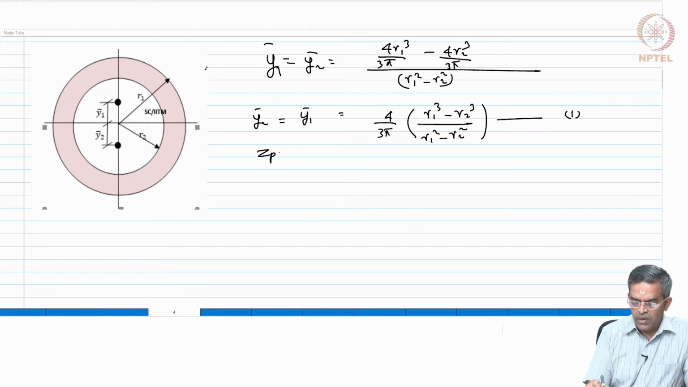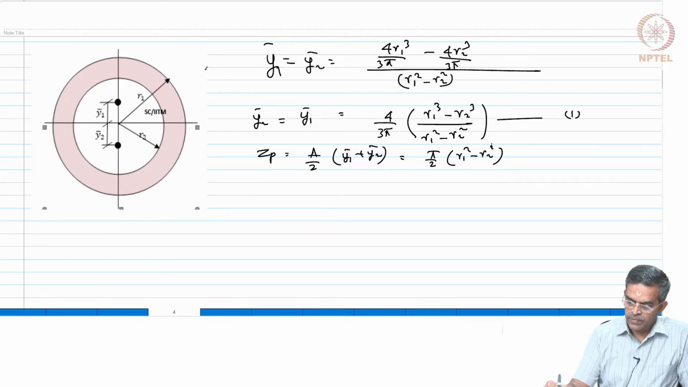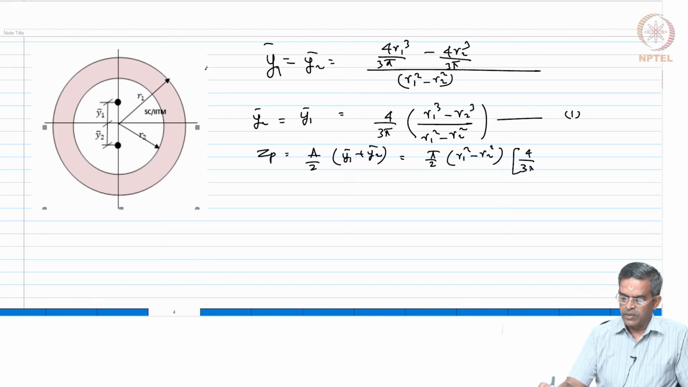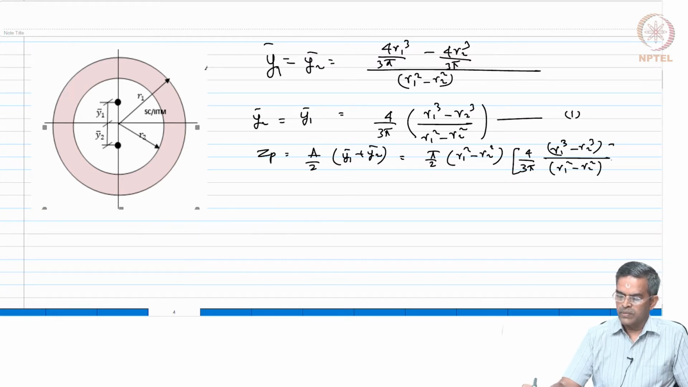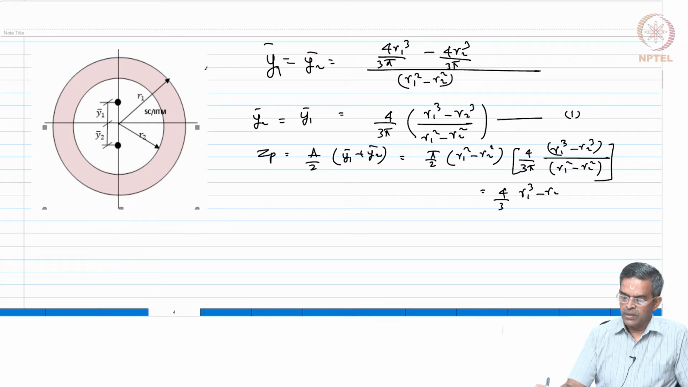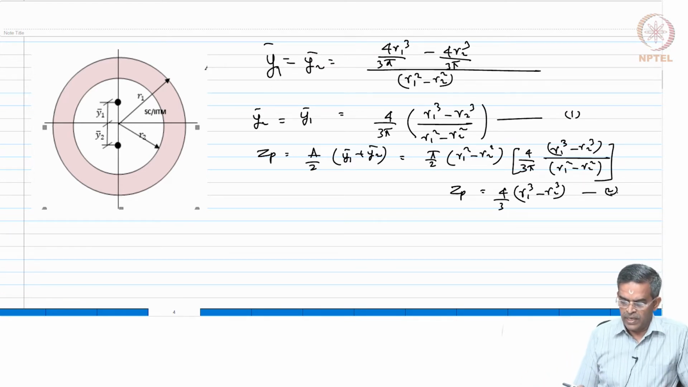So, we can find quickly the ZP value, which will be A by 2 of y bar 1 plus y bar 2, which will be pi by 2 of r1 square minus r2 square, times 4 by 3 pi of r1 cube minus r2 cube by r1 square minus r2 square, which gets simplified to 4 by 3 of r1 cube minus r2 cube. So, that is my ZP. Okay. Let us now quickly find out Iz, because we need to find Iz as well.